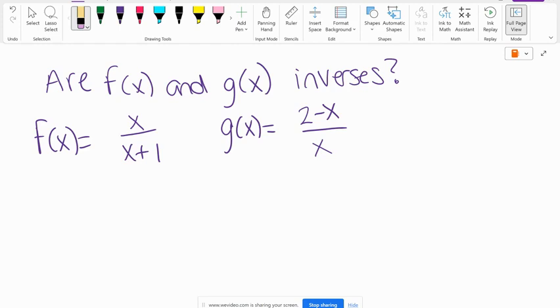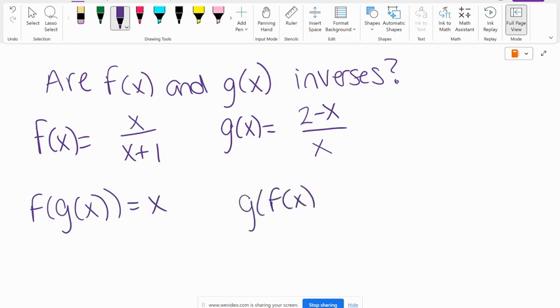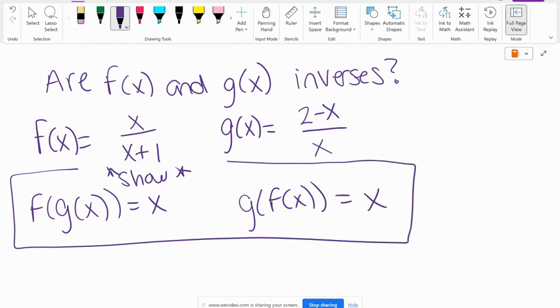Erin? F of g of x is x, and then g of f of x is x. You got it. We need to show that f of g of x equals x and g of f of x equals x. If we show that they're both x, then they're inverses. What if they're not? If they're not equal to x, then they are not inverses.